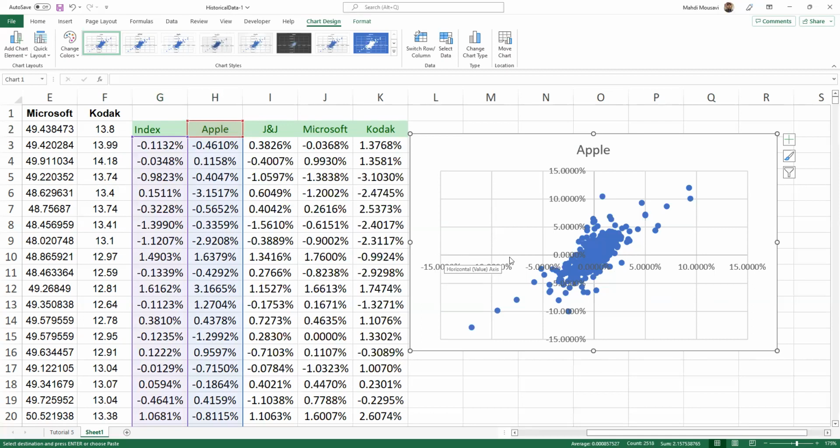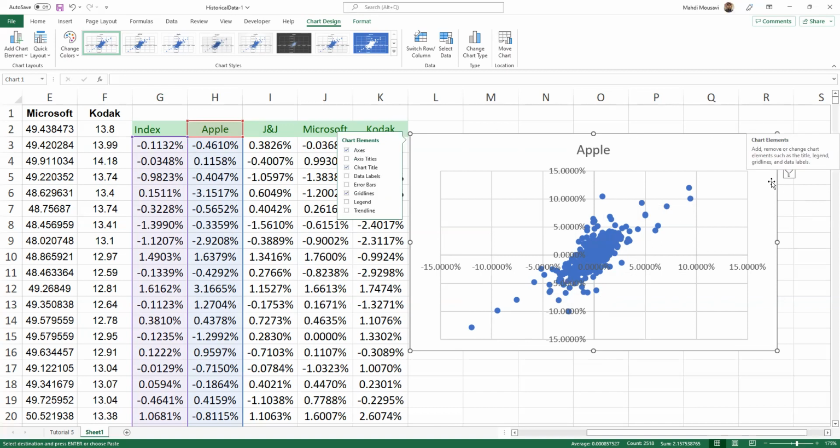So x-axis represents the index and y-axis represents the Apple. For example, this specific point in the graph represents the return of Apple and index in the same day, how they move together, or this point as well. Our objective here is to draw a line or fit a line which represents the nexus between the return of index and Apple. And in Excel, we can do so.